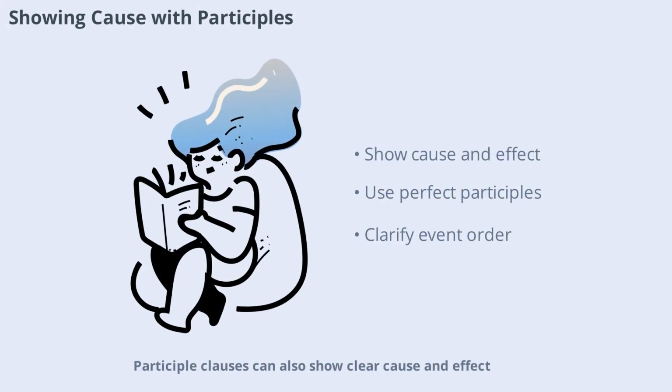Participle clauses can also show clear cause and effect. By using perfect participles, you can indicate that one action happened right before another. This helps your reader understand the sequence of events and the relationship between actions.